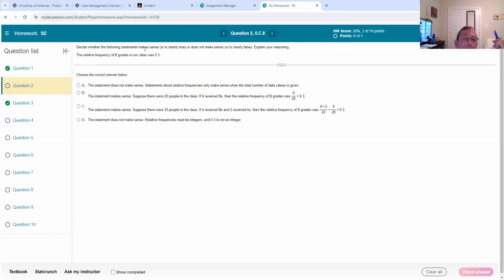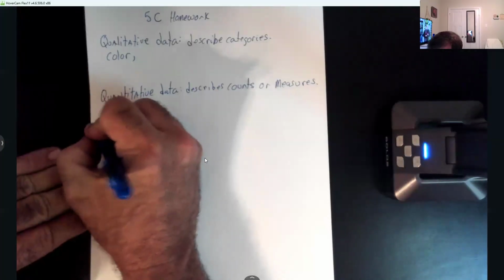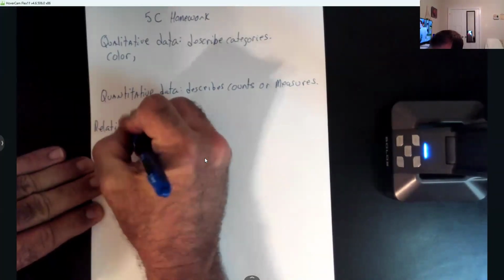All right, y'all, so this one, describe whether it makes sense or not. So they're talking about relative frequency of B grades in our class was 0.3. So relative frequency, if you got a set of data, the relative frequency is how many times that it happens, okay? How many times does something occur in a data set? So let me write some of this down for you. So like I said, the relative frequency.